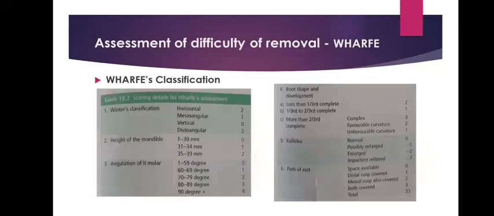Now, assessment of difficulty of removal is done according to WHARFE's classification. WHARFE: W is Winter's classification, H is height of mandible, A is angulation of second molar, R is root shape and development, F is follicles, and E is path of exit. You can see it in the diagram below.